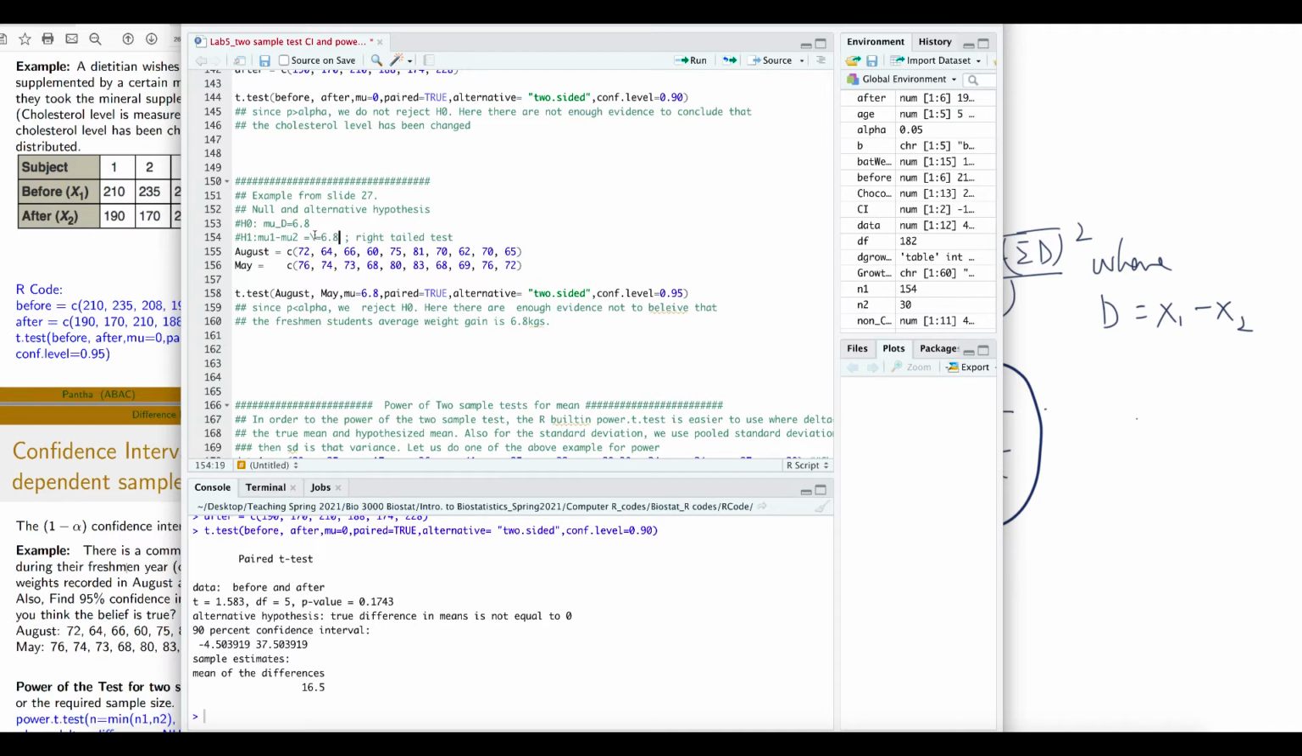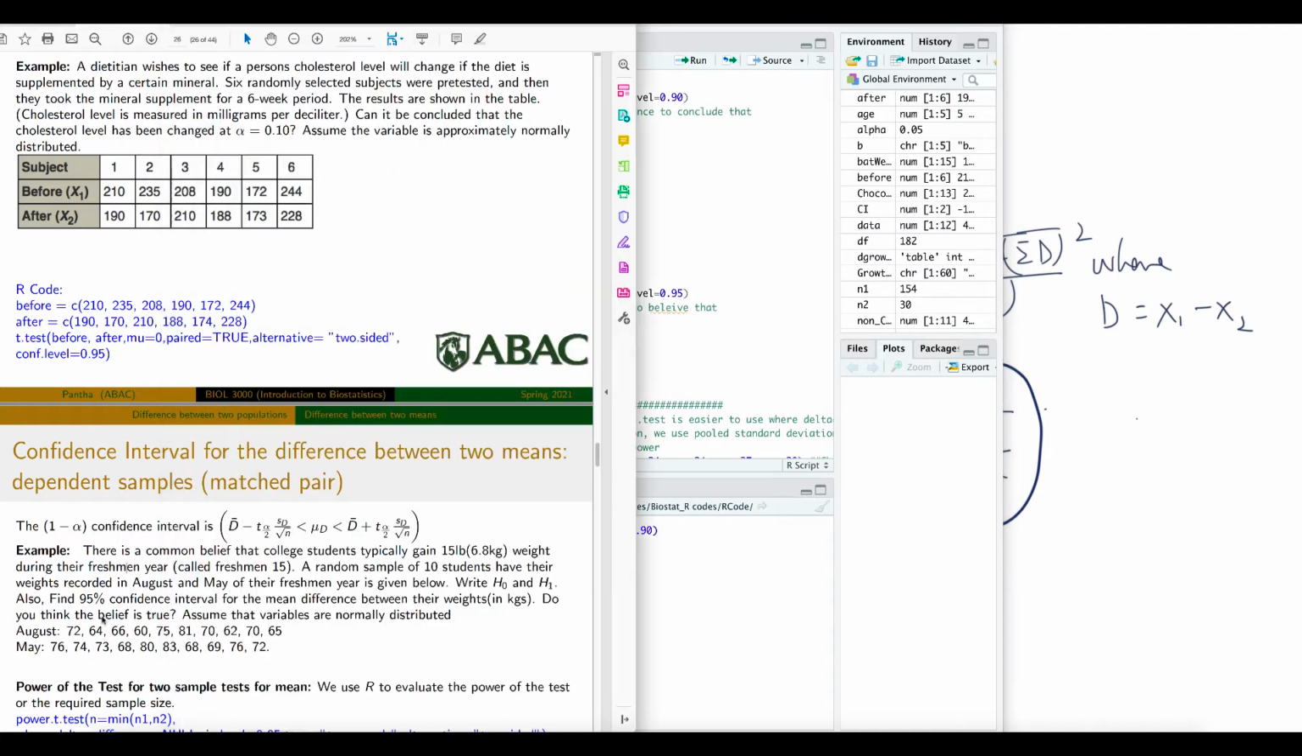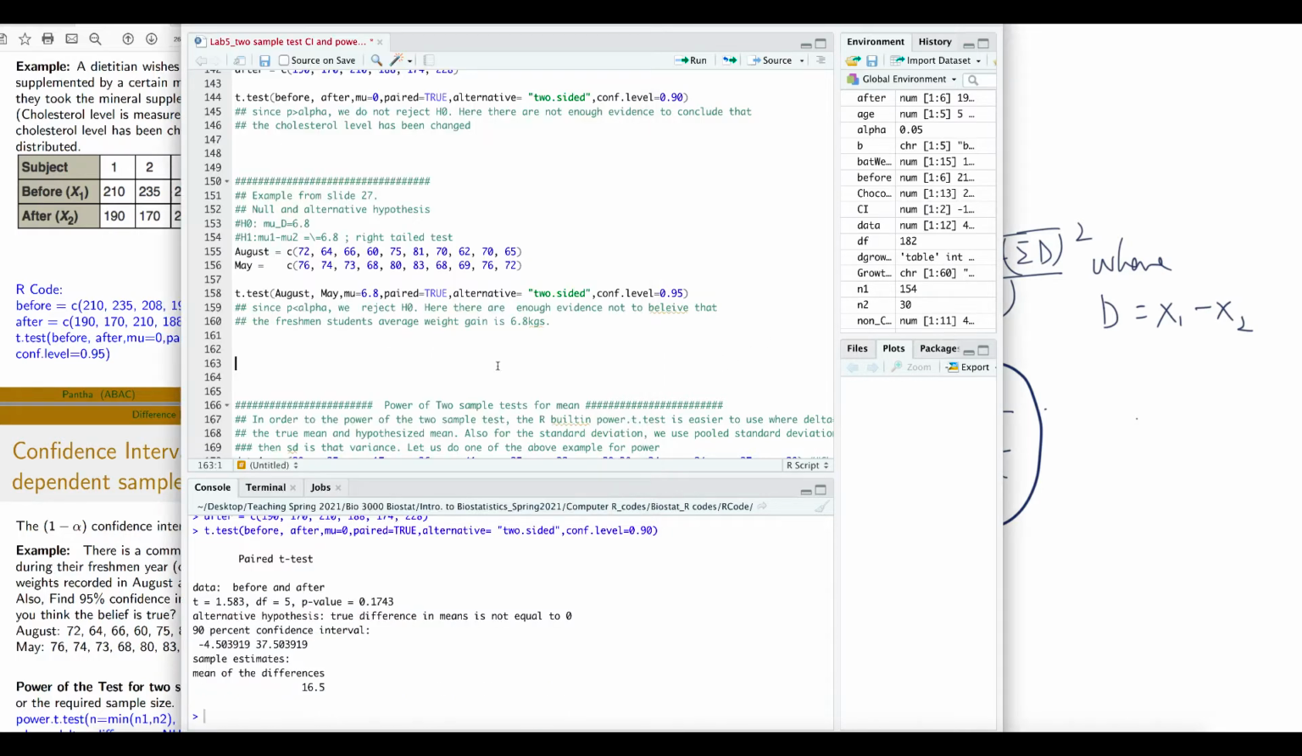Because all these data are in kilograms, I'm just using kilograms. So the null hypothesis is the average weight gain is 6.8 kilograms. The alternative hypothesis is not 6.8 kilograms. It doesn't say less than or greater than, that's why I'm taking a two-tailed test. Now this is the data in August and this is the data in May. It looks like all of them have gained some weight there.